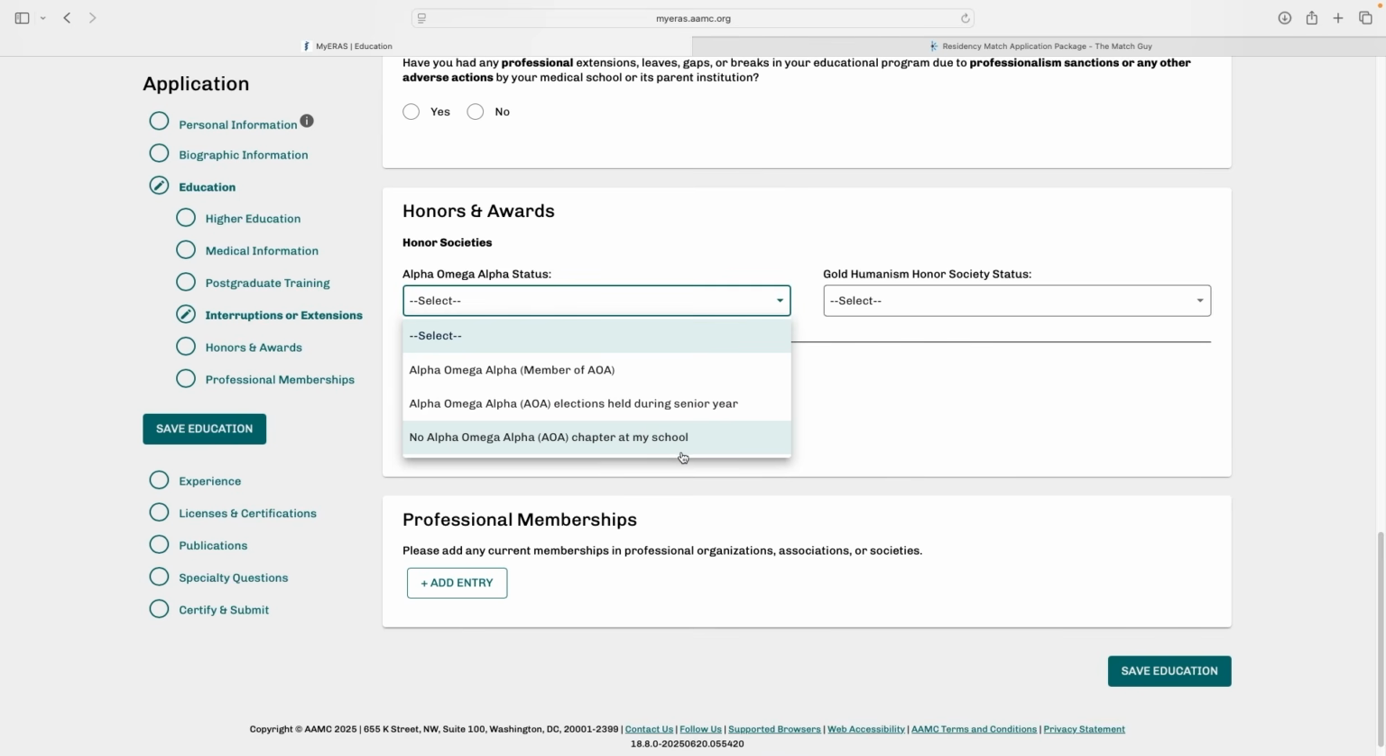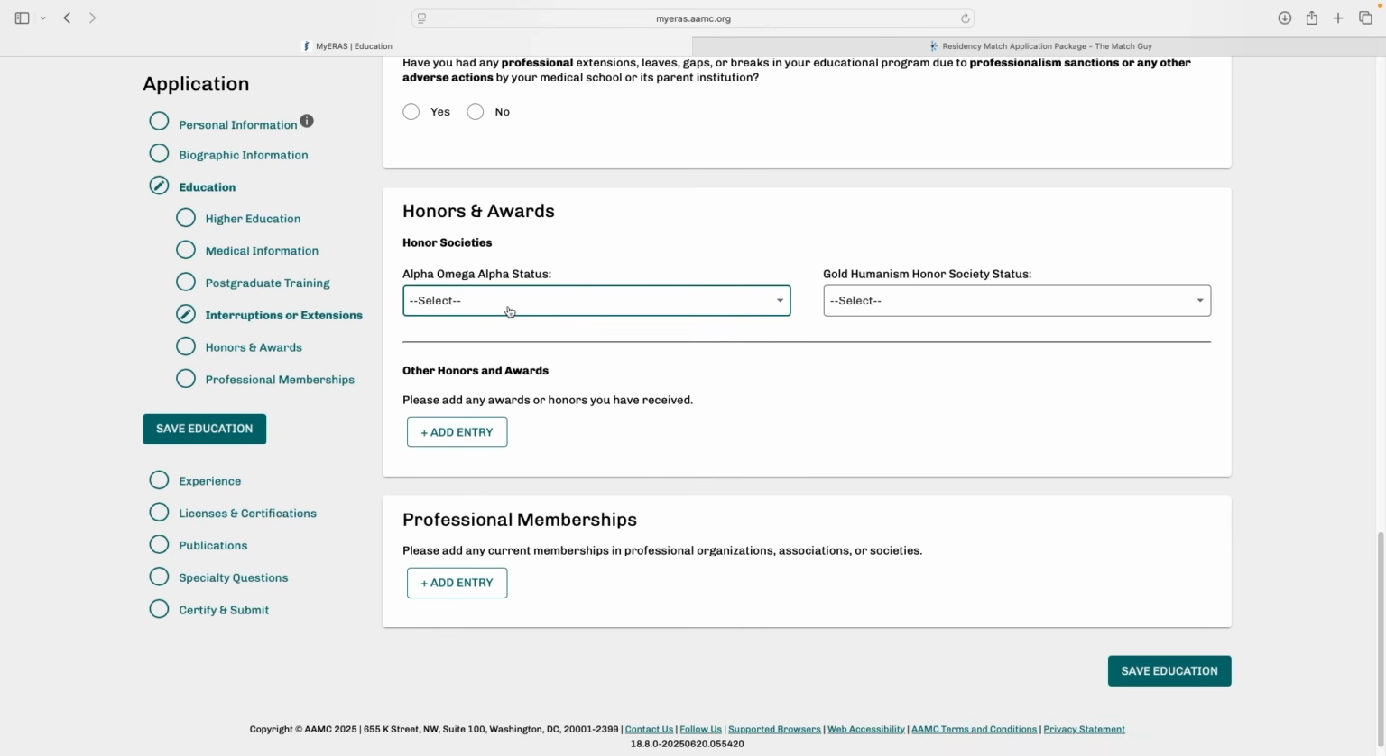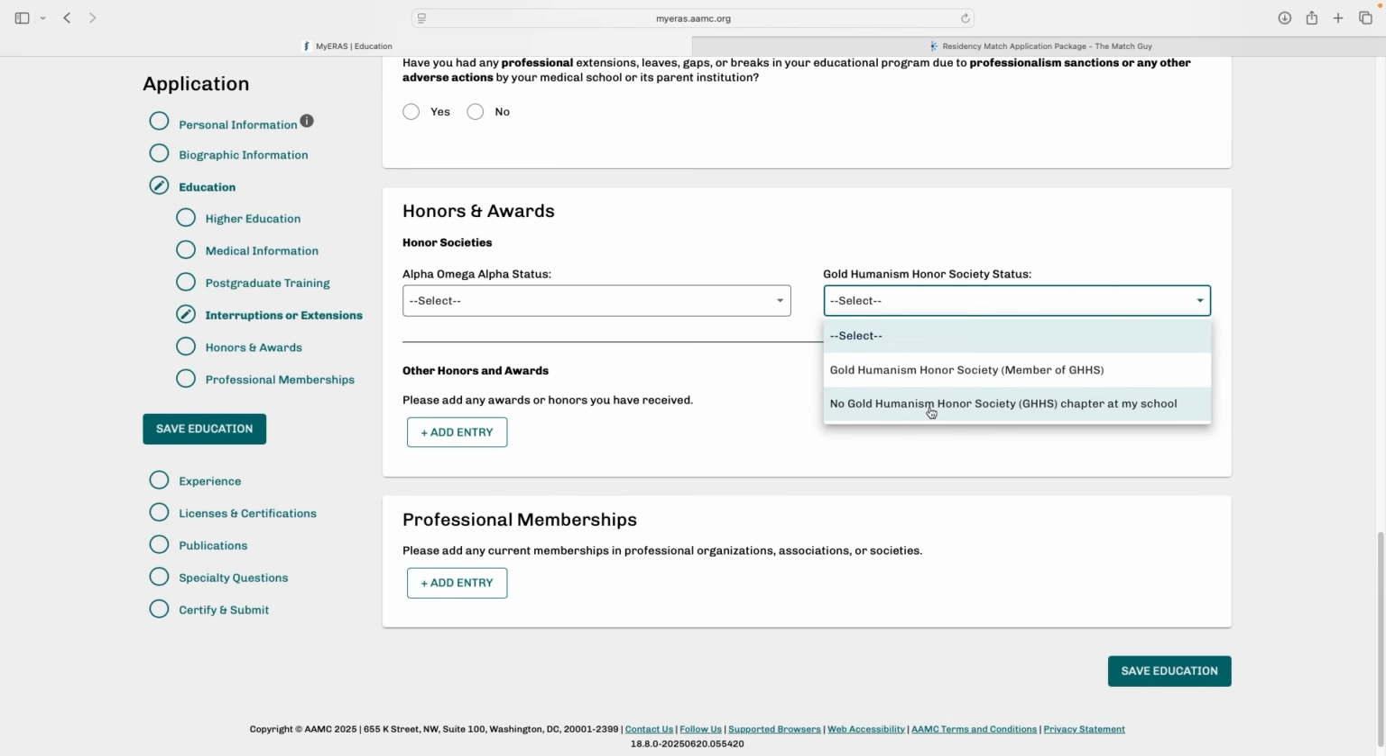And if you don't have a chapter at your school, like most IMGs, they don't have that at their school, you can pick this one here. And I believe if you have it at your school and this does not apply to you, the second option, and you're just not a member, maybe you should consider keeping this blank. Next, we have the Gold Humanism Honor Society status. And if you don't have it at your school, like most IMGs, pick this one.